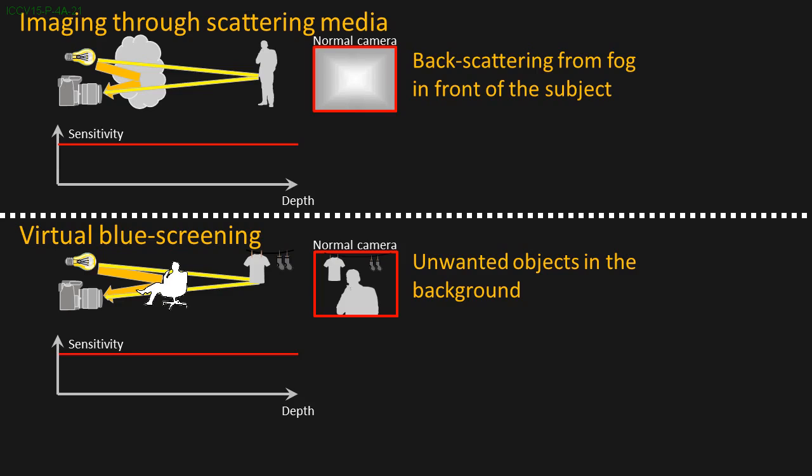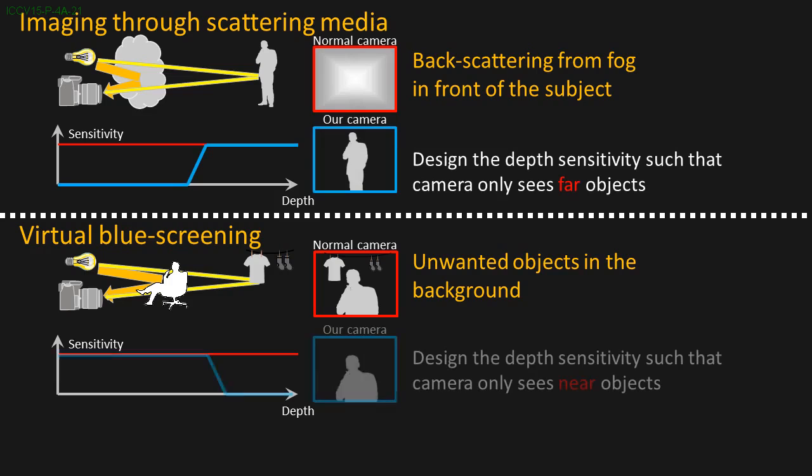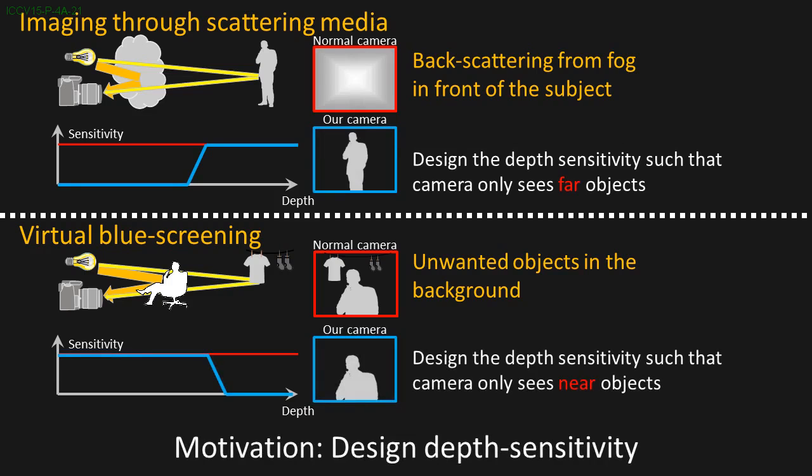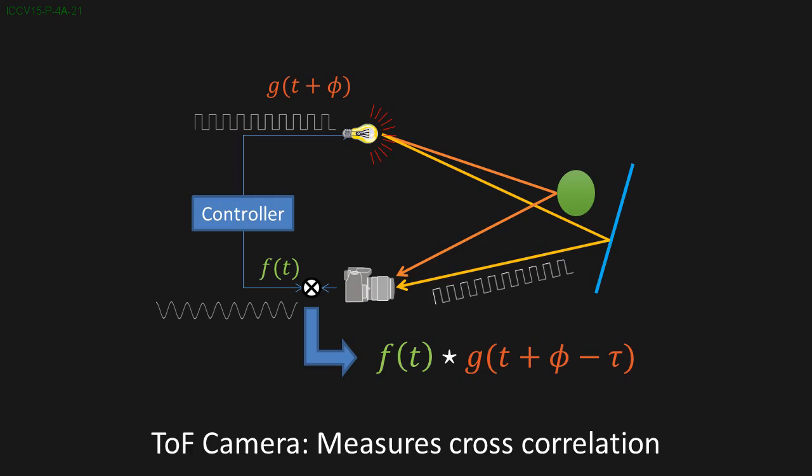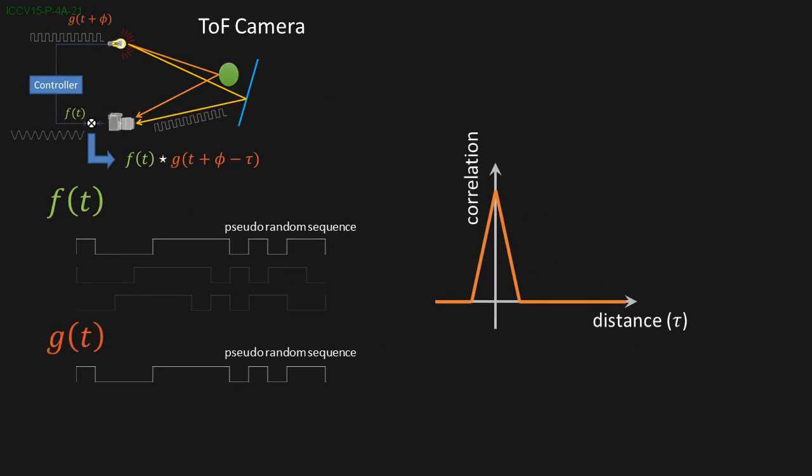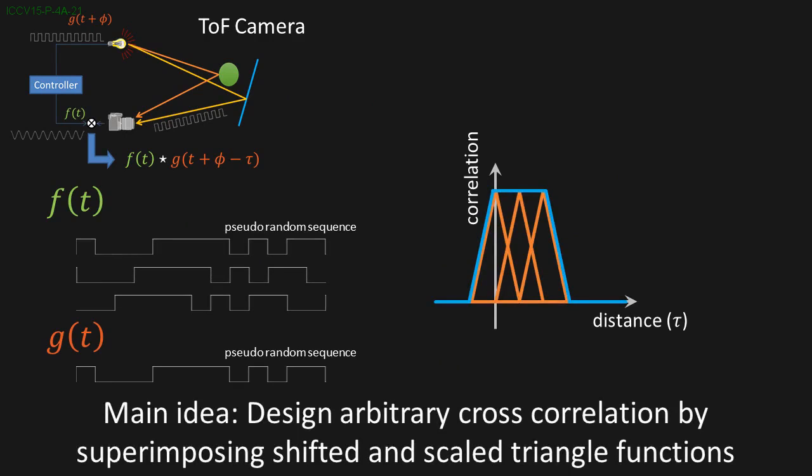We present a time-of-flight-based depth-selective camera to image light coming only from the depth of interest. We demonstrate two applications, imaging through scattering media and virtual blue screening, by designing depth sensitivity that suits each application. A time-of-flight camera measures cross-correlation between a temporally modulated light source and a reference signal. We use M sequences, which have a triangle-shaped cross-correlation, as a basis to design the desired cross-correlation of the system. The main idea is to design arbitrary cross-correlation by superimposing shifted and scaled triangle functions.